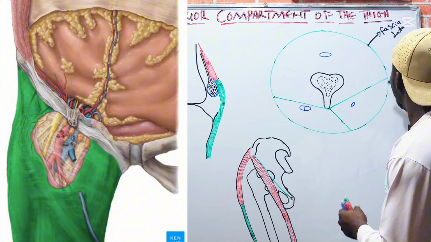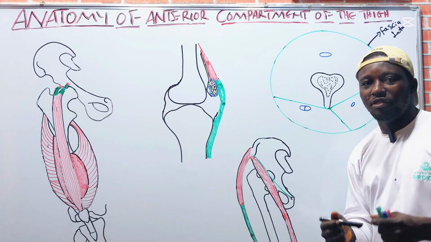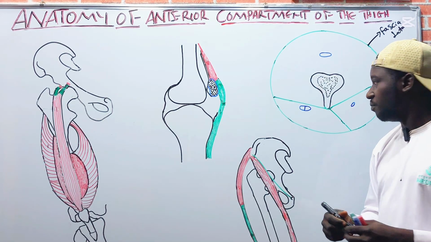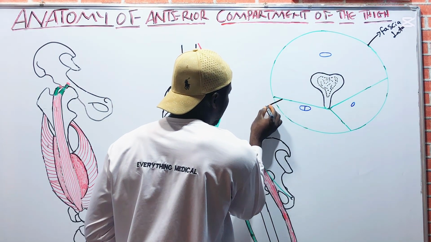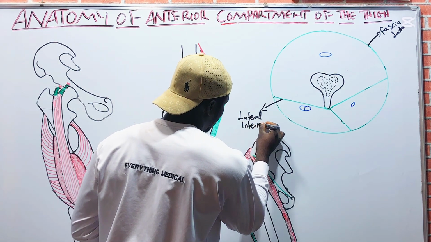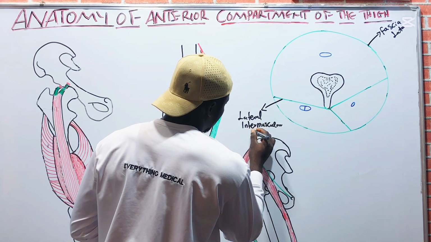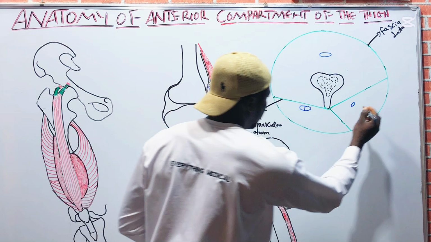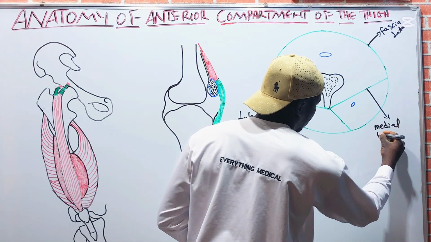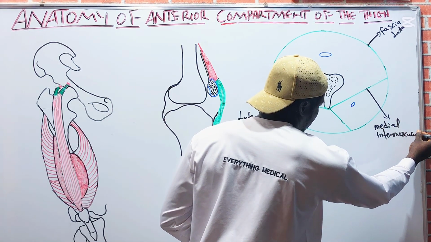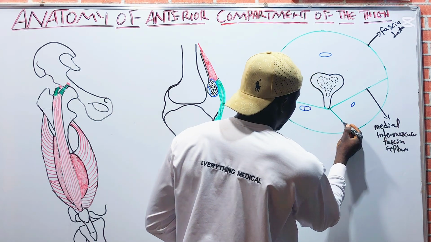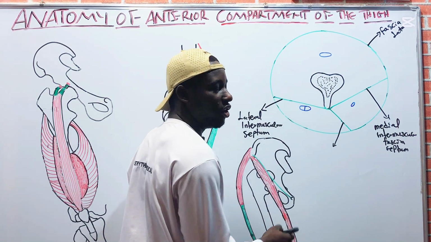Extending inward from the fascia lata are the three intermuscular fascia septa. Those three intermuscular fascia septa work to compartmentalize the thigh. Right here is the lateral intermuscular fascia septum. Right here is the medial intermuscular fascia septum. Right here is the posterior intermuscular septum.